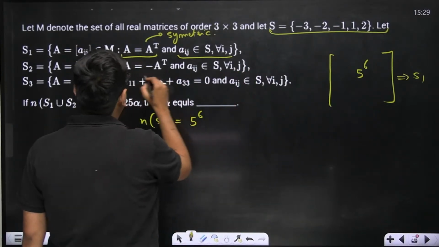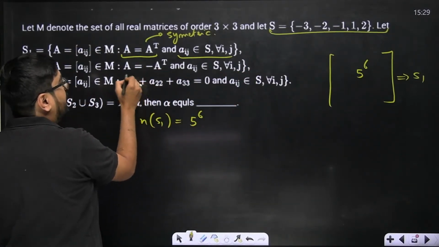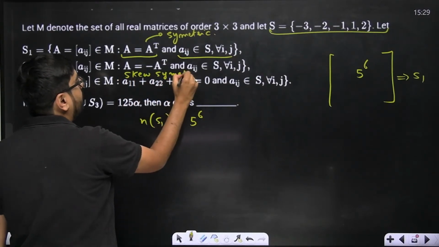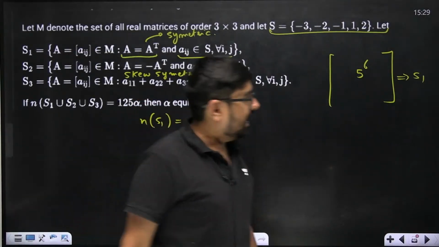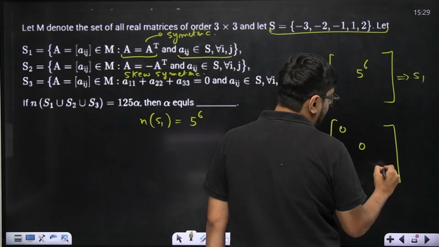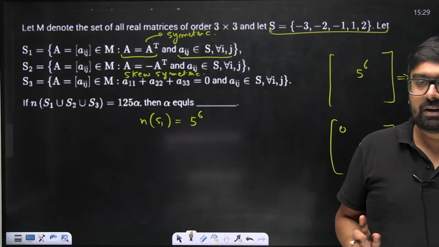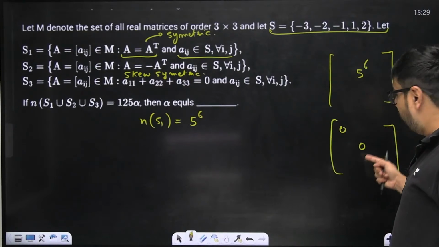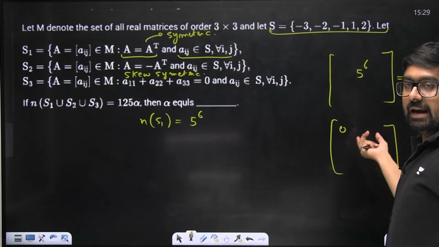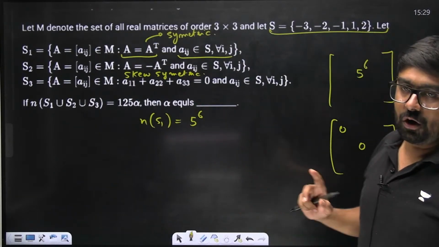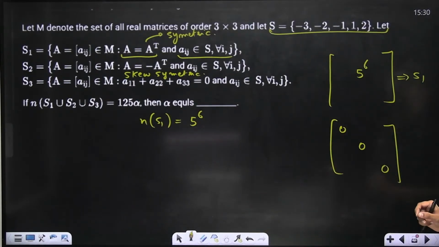For the second part, A is equal to minus A transpose means a skew symmetric matrix. In a skew symmetric matrix, the diagonal elements are definitely 0, otherwise we cannot get a skew symmetric matrix. And the conjugate elements will be opposite in sign to each other.